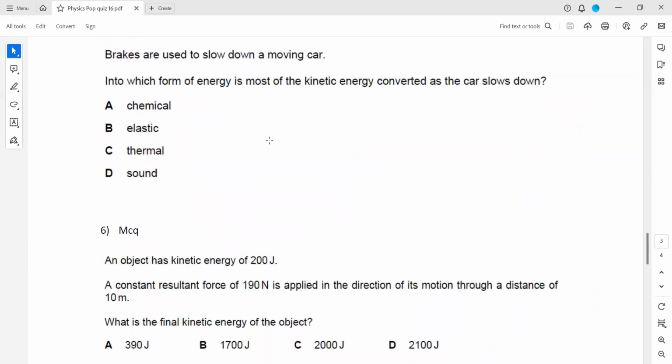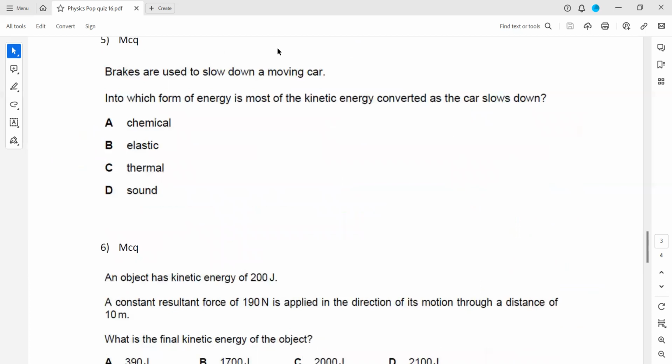Brakes are used to slow down a moving car. Into which form of energy is most of the kinetic energy converted as a car slows down? So as a car slows down, its kinetic energy will decrease. If its kinetic energy is decreasing, what form has it been converted into? Not chemical, because food or fuel will have chemical energy. Elastic strain energy is when an object deforms, changing its shape, size or length.